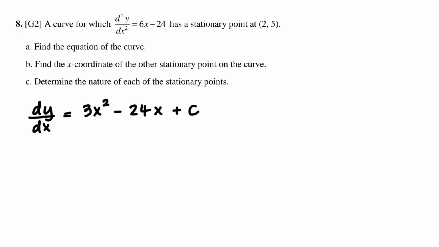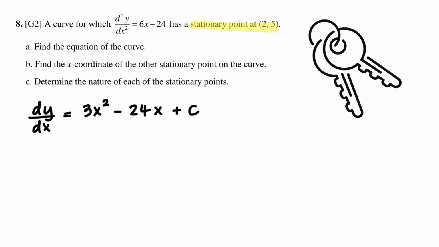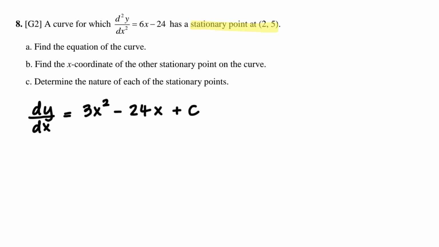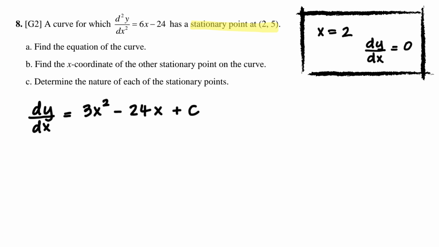Now we start solving for c. The question tells us there is a stationary point at (2, 5). This is the key. Always remember, at any stationary point, the gradient dy over dx is 0. So, when x equals 2, dy over dx equals 0. Let's substitute those numbers into the equation.